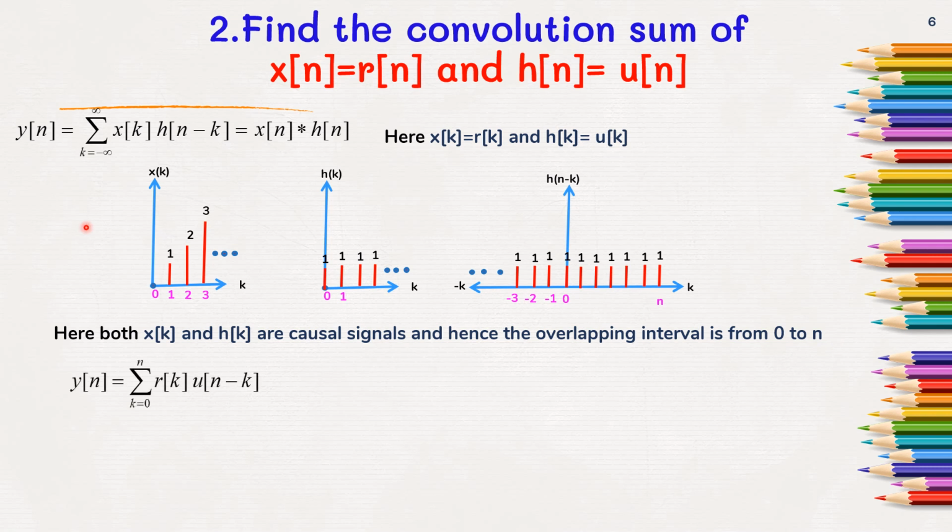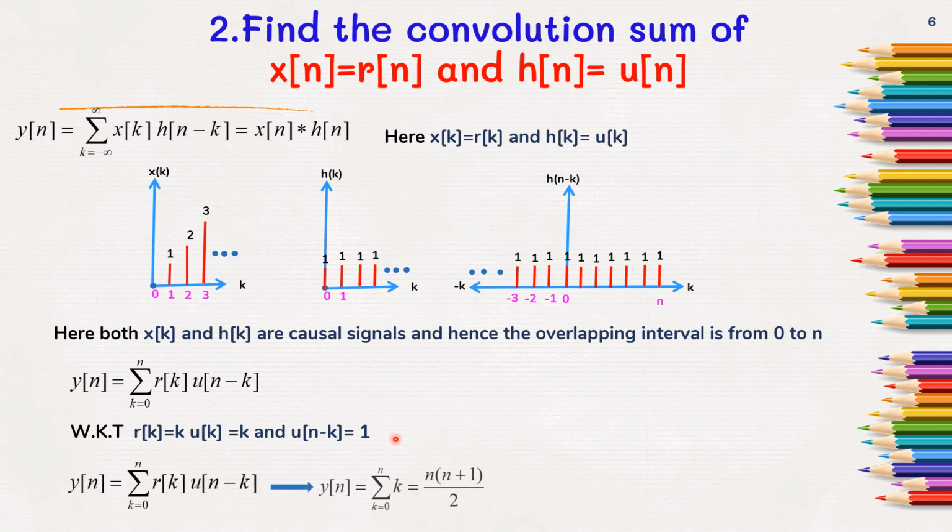And what happens to your formula? y of n is equal to summation k is equal to 0 to n, x of k into h of n minus k, which is u of n minus k, right? Now x of k is equal to k into u of k, which is equal to k, and u of n minus k is equal to 1, right? I substitute that in the formula.